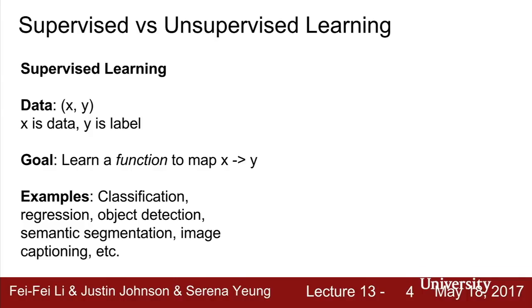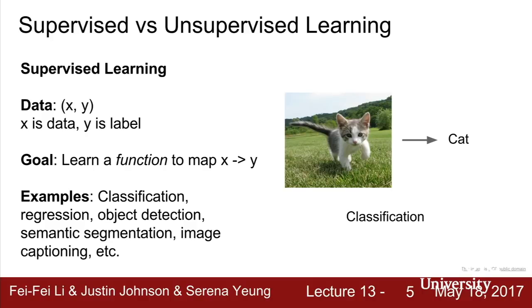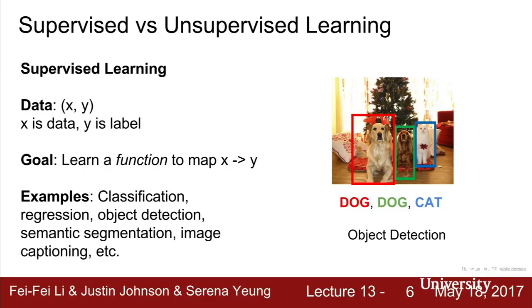So far in this class, we've talked a lot about supervised learning and different kinds of supervised learning problems. In the supervised learning setup, we have our data x, and then we have some labels y. Our goal is to learn a function that's mapping from our data x to our labels y. And these labels can take many different types of forms. For example, we've looked at classification, where our input is an image, and we want to output y, a class label for the category.